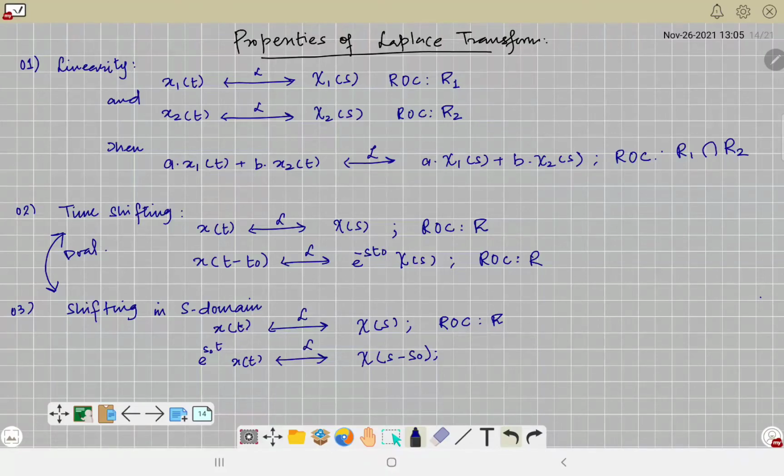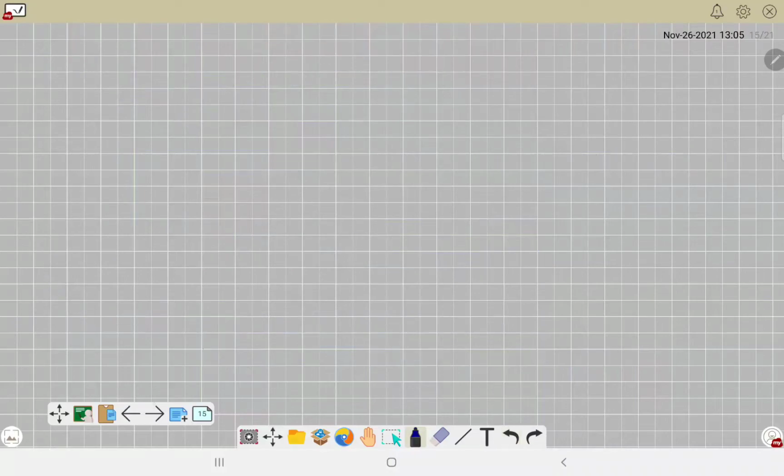And the ROC, again, will be the original R part, and it may have an additional part which is actually the real part of s0, because s0 in general is complex. So apart from R, which was the original ROC of x(t), it will now have the additional part which will be the real part of s0. Again, you can prove it.